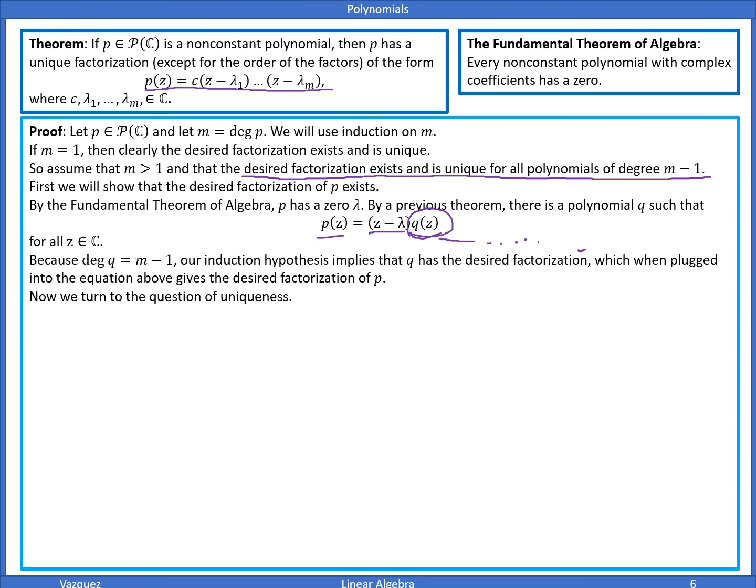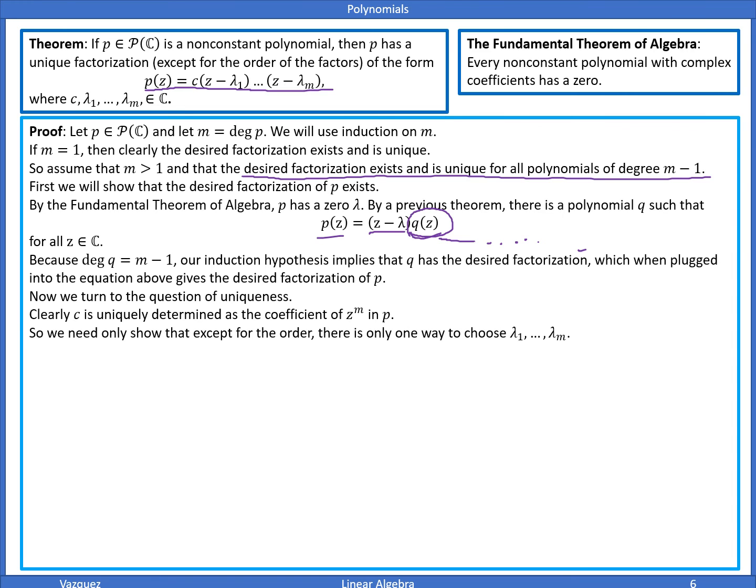So now the question remains, would this be unique? Well, the answer is yes. Well, c is uniquely determined as a coefficient of z to the m. I mean, that's just how a coefficient is. A number can't equal two numbers. So we need to only show that except for the order, there's one way to choose all the lambdas. So then we're going to take the same thing, but now instead of using lambda, we're using tau: z minus tau sub 1 all the way to z minus tau sub m, for all z in the complex numbers.